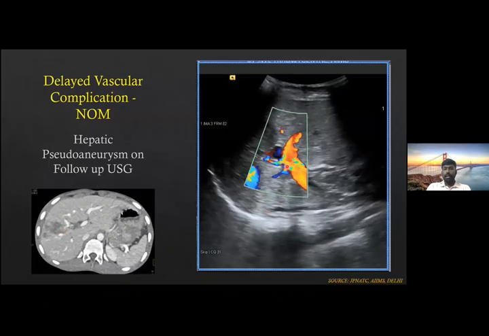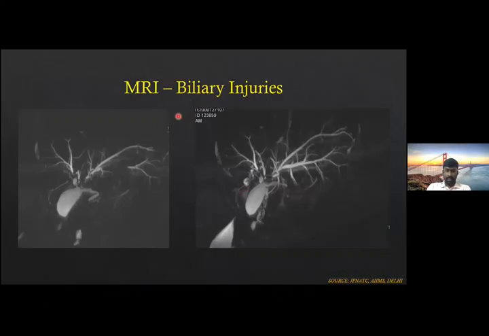So MRI in hepatic trauma is rare. It's usually done to look for biliary injuries, as we can see in this case. These types of biliary disruptions are usually a consequence of lacerations extending to the porta. Lacerations extending to the IVC can cause retroperitoneal hematomas and can complicate the patient in the acute setting. And lacerations which extend to the porta hepatis can cause biliary injuries and biliary strictures later on.